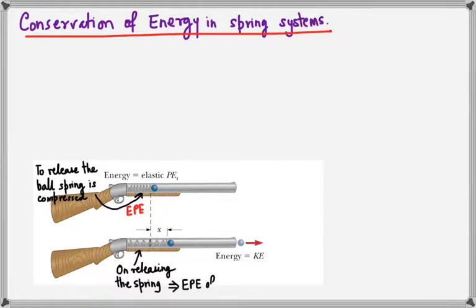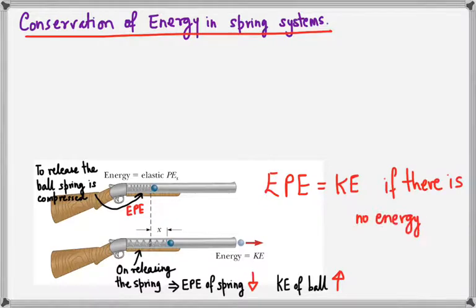We can see on releasing the spring, in the second diagram, the spring has expanded and the ball will release. What is happening is when you release the spring, the elastic potential energy, EPE, of the spring will decrease and the kinetic energy of the ball will increase, and now this ball can go and hit anyone and hurt that person. So EPE is equal to KE if there is no energy lost in friction and other losses.